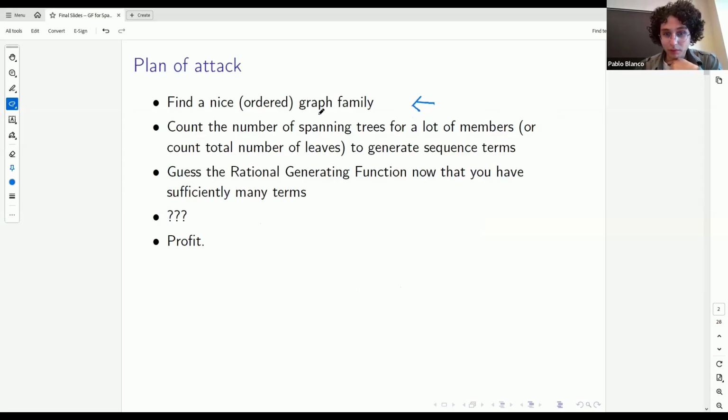Now with those graphs in the sequence, we're going to count the number of spanning trees. I'll go into more detail later. Since the family was so nice, we know that the generating function for this sequence is going to be rational. And we can actually guess what it is because we've computed a lot of terms of the sequence. So we have enough data to figure out what the rational generating function is. And yeah, profit.